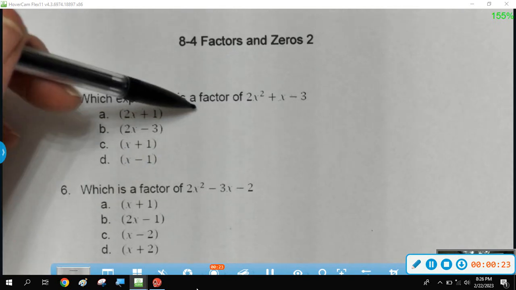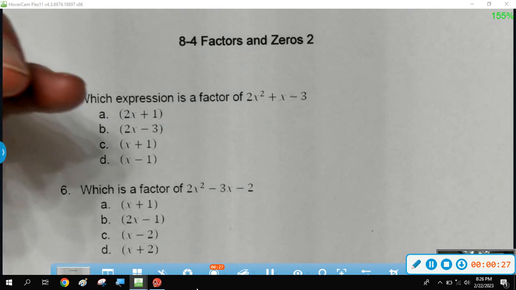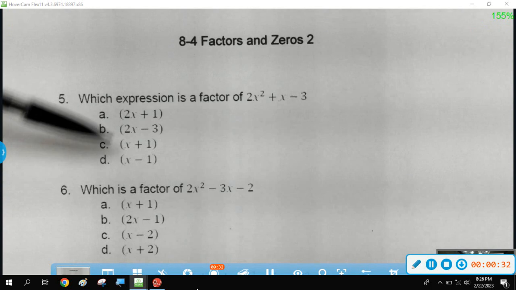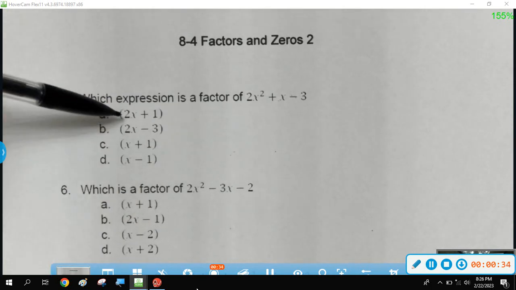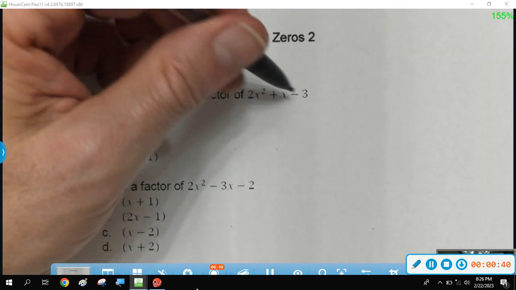Now notice it didn't say to factor the whole thing out. It just said which one is a factor. So we're going to factor the whole thing out, look at both factors, and see which one is a factor, because out of the two factors, one of them will be the right answer. All right, let's go and do this one with the AC method.